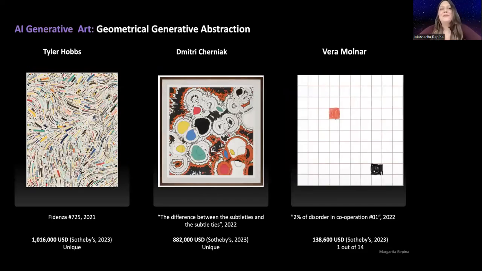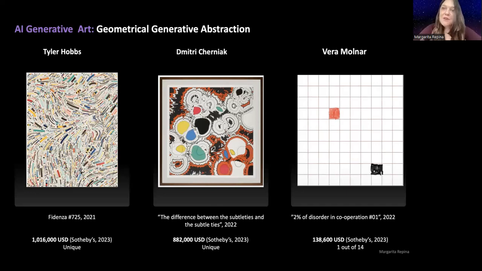So, what is generative geometrical abstraction? These artworks go back to early generative art. They're mostly focusing on patterns and ornaments. These are abstract artworks. They don't depict people. They are not landscapes or portraits. These artists are among the most established in the current digital art scene. For example, Tyler Hobbs and Dmitri Cherniak have several records at Sotheby's and Christie's for their sales.